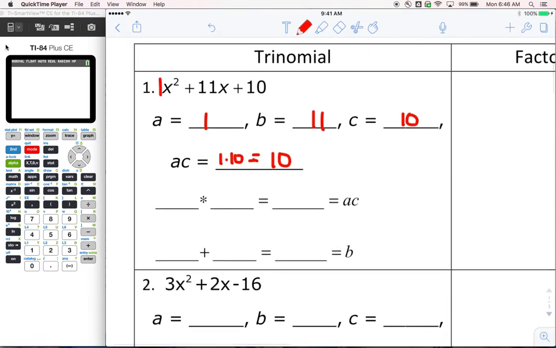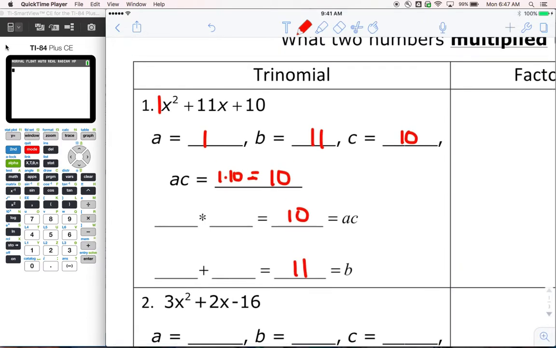All right, so what we have to do is find two numbers that multiply to give us A times C, which is 10, but add up to give us our B value, which was 11. So we're looking for two numbers that multiply to this, but that add up to this.